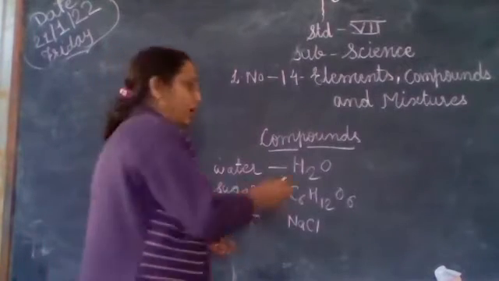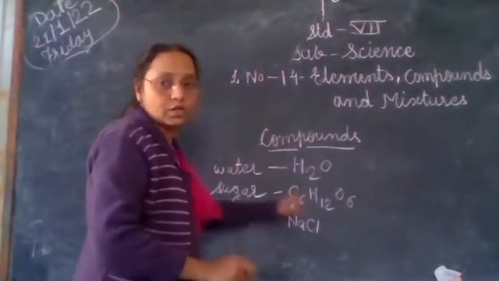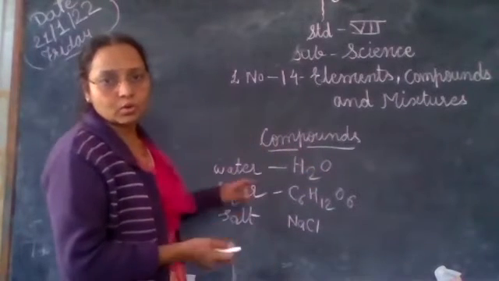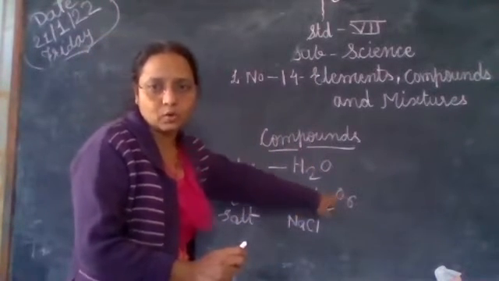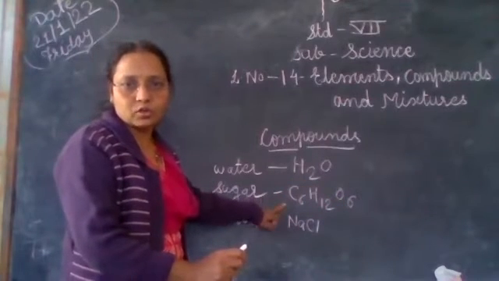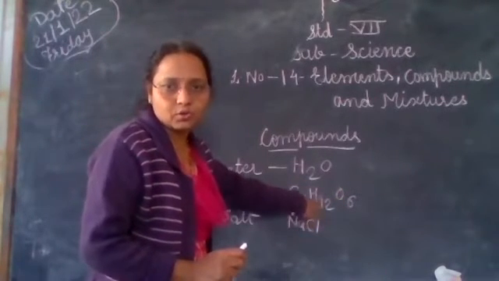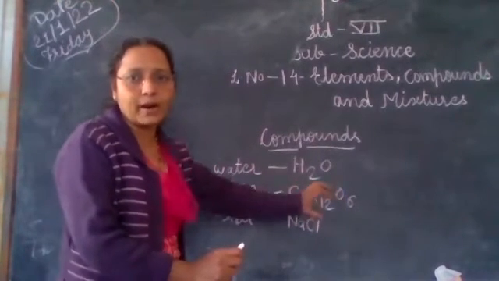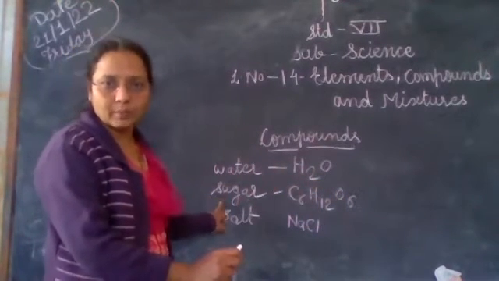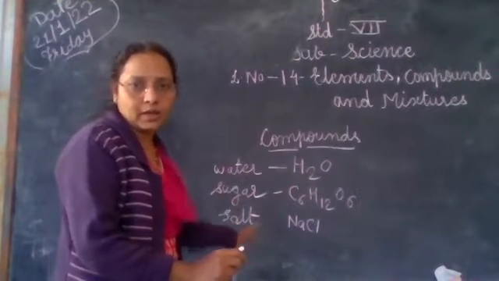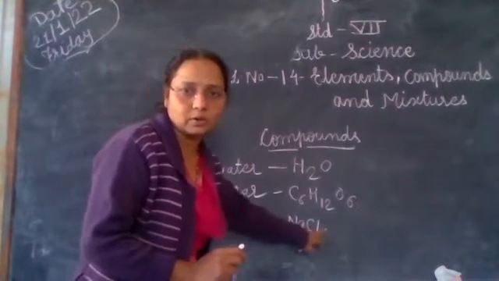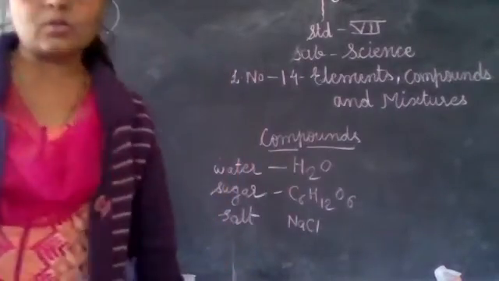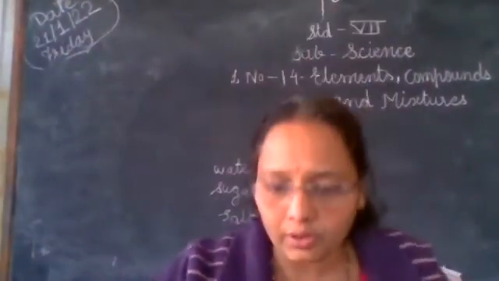How is water obtained? Two atoms of hydrogen and one atom of oxygen. Sugar forms from C6H12O6, that is 6 atoms of carbon, 12 of hydrogen, and 6 of oxygen combining together to form the sugar compound. Then salt, NaCl, sodium chloride: 1 atom of sodium and 1 atom of chlorine. So these are compounds.